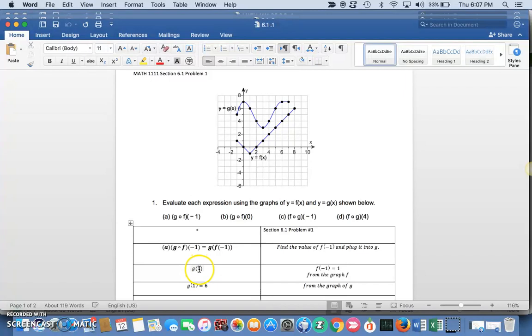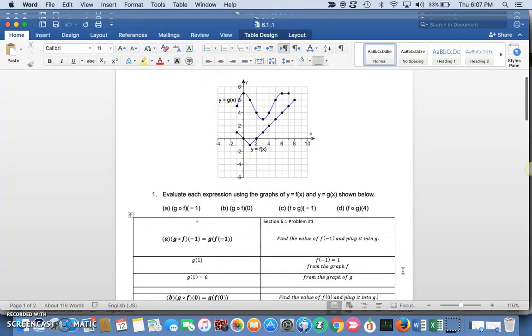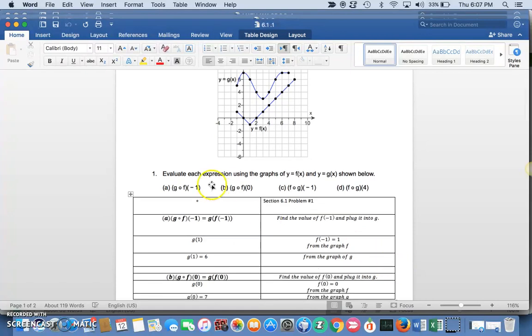Now I take that 1, I go back and I'm on the x at 1 and I want to read up until I hit g. I hit g right here, and that y value is 6. So that would be the answer for the first little problem, A.